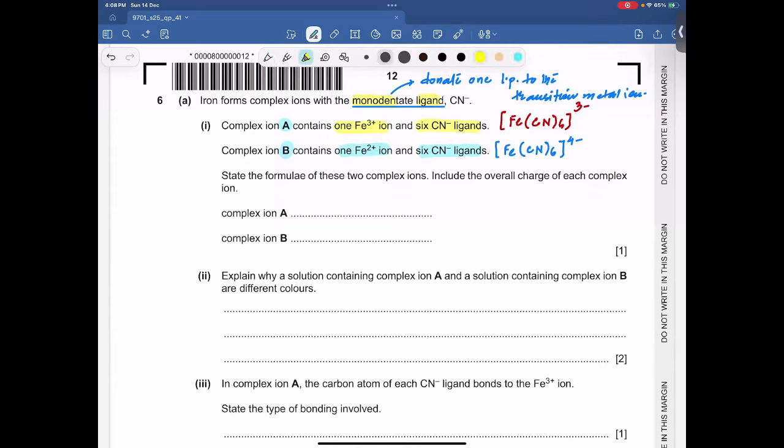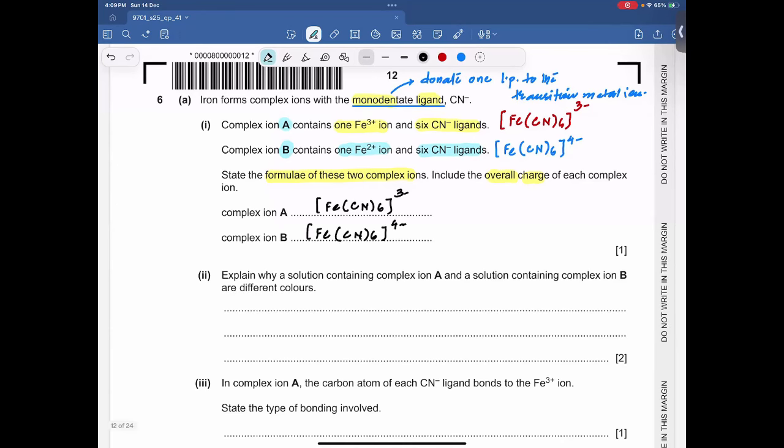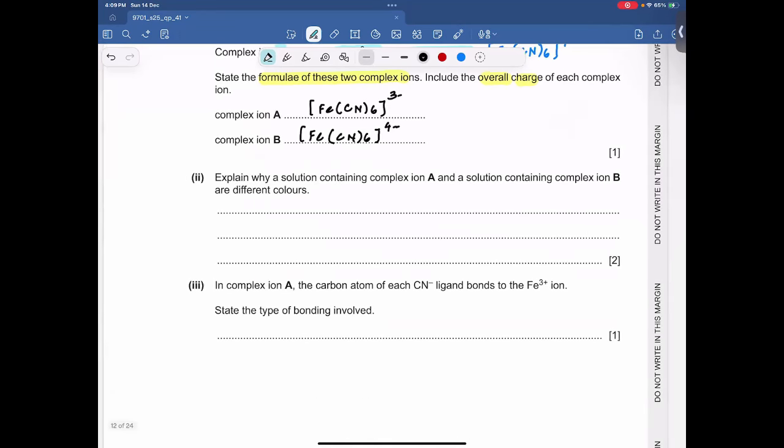State the formula of the two complex ions. That's easy. Include the overall charge of each complex. That's what I've told you. Fe(CN)6 3 negative, then Fe(CN)6 4 negative.